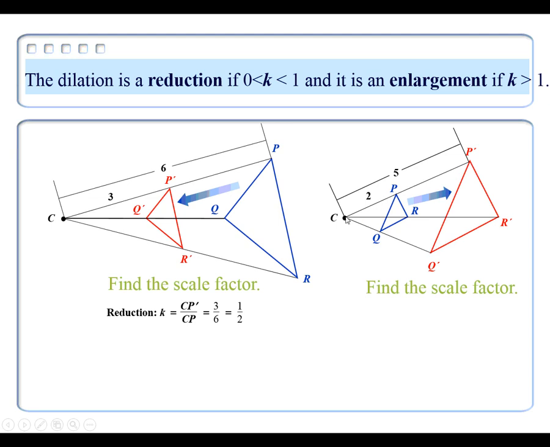So the distance from the center to the image point, P prime, is going to be 5. And then we're going to divide that by the distance from the center to the pre-image point, which is the P without the prime. So it'd be 5 over 2 is our scale factor. And 5/2 is greater than 1. 5 is greater than 2. So it has to be greater than 1. So this will be an enlargement.